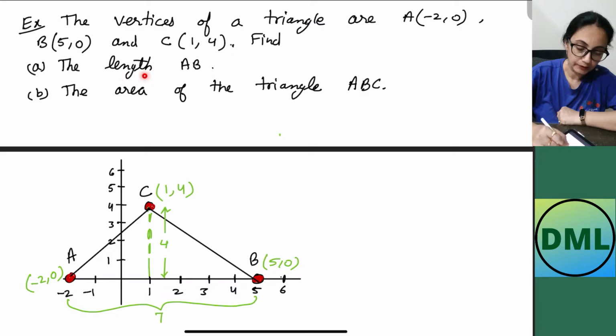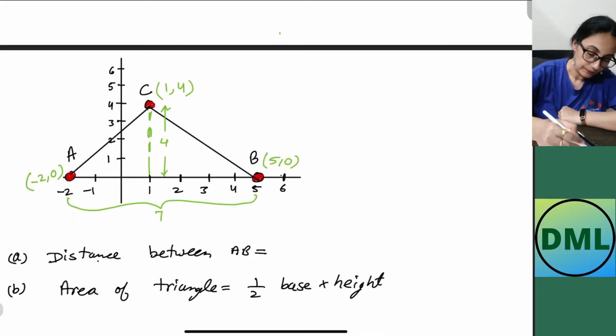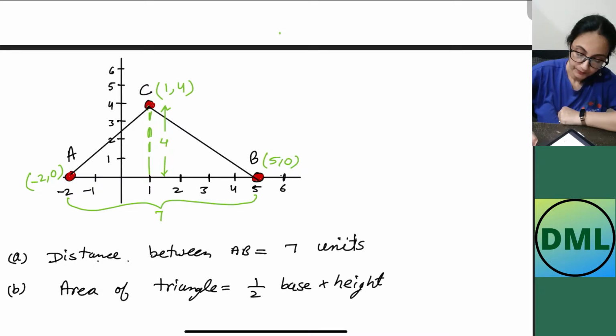Now I need to find the length AB. As you can see, the length AB is the distance between the points A and B. It is 2 units from the origin to the left, and on the right it is 5 units. So the total is 7 units. So the distance between A and B is 7 units.